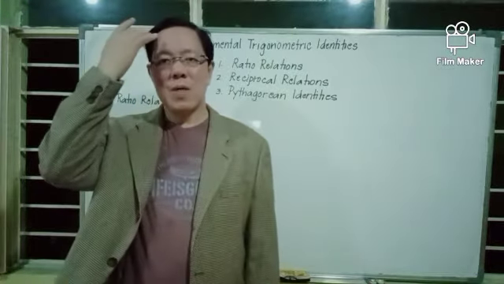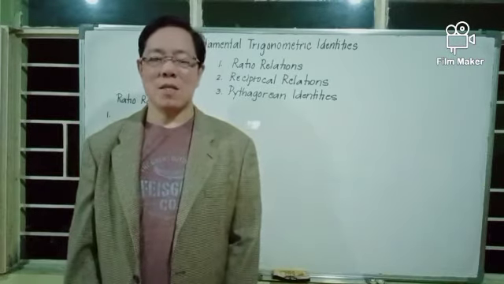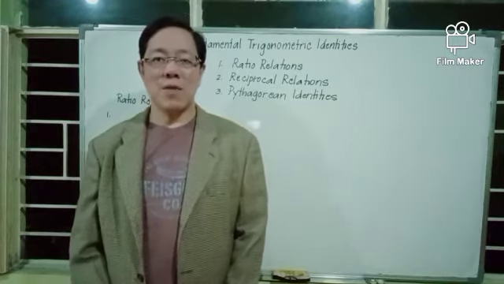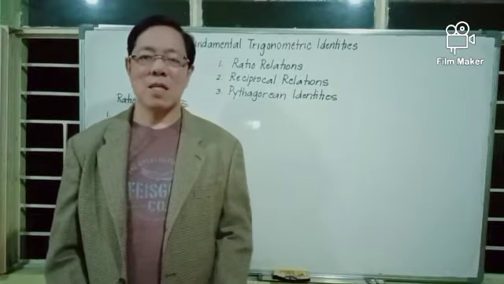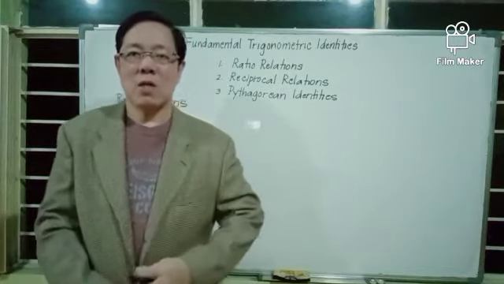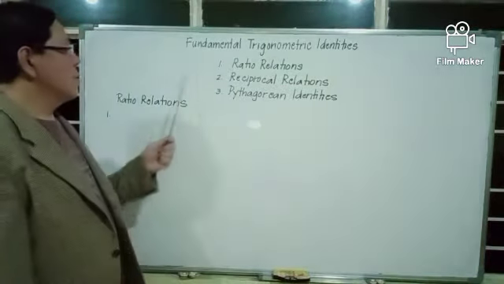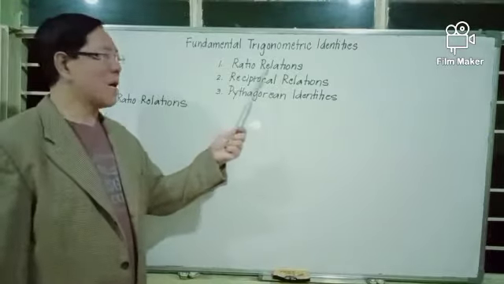For today, we will take up the fundamental trigonometric identities. There are 8 fundamental trigonometric identities, and they are grouped into 3 categories or 3 sets.